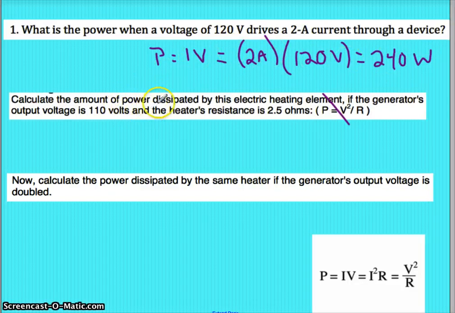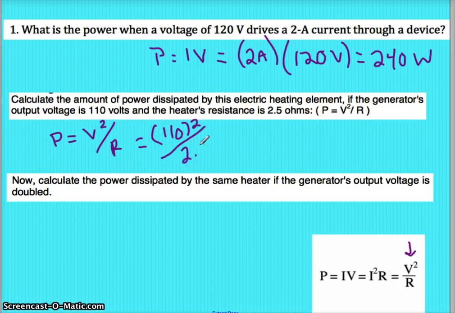Try this one. Calculate the amount of power dissipated by this electric heating element, if the generator's output voltage is 110 volts and the heater's resistance is 2.5 ohms. It already gives you which formula it is. It happens to be this one right here, with the volts squared. So let's first put the formula: P equals V squared over R. V is 110 squared, and the heater's resistance is 2.5.